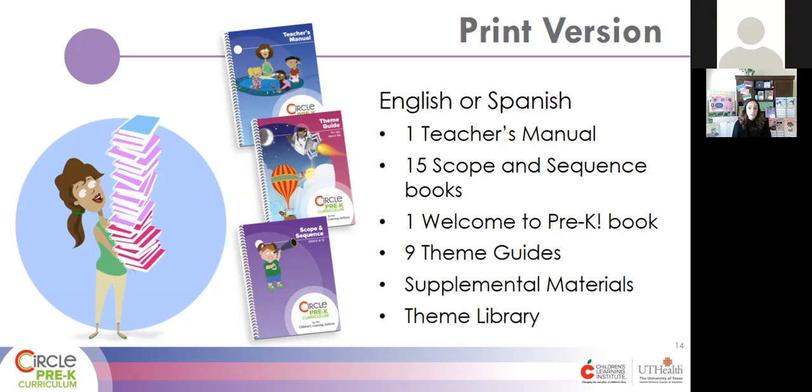So there's a bound scope and sequence and theme guide books. It has the full printed lesson plans right there inside of the bound books. There are also supplemental resources such as charts and work mats. There is also a theme library that includes 36 high quality read aloud books, and these are available in English or in Spanish. And I'm going to add a link right now in the chat that will give you some more information on those resources for those of you who want to learn a little bit more.